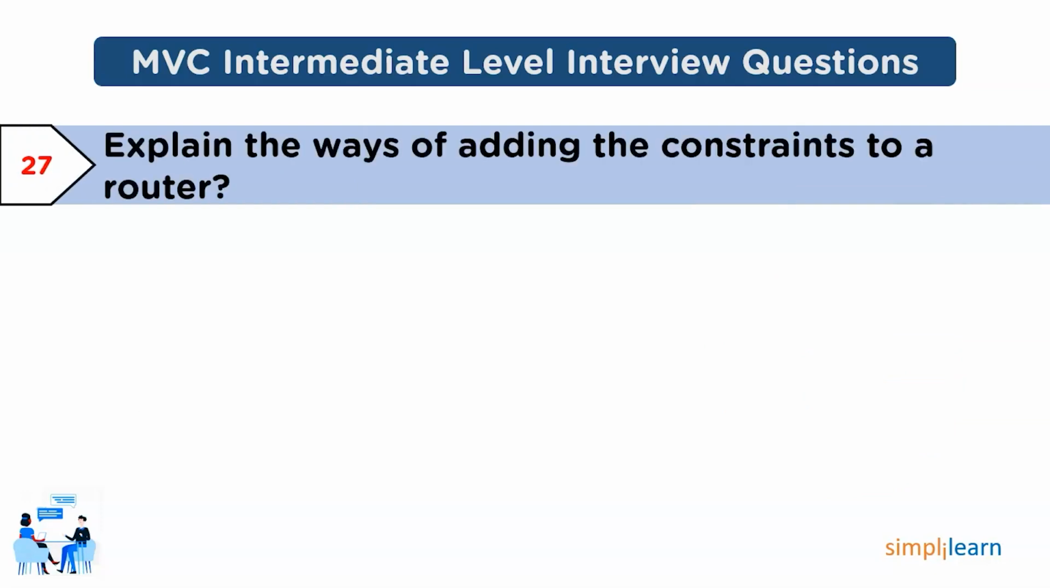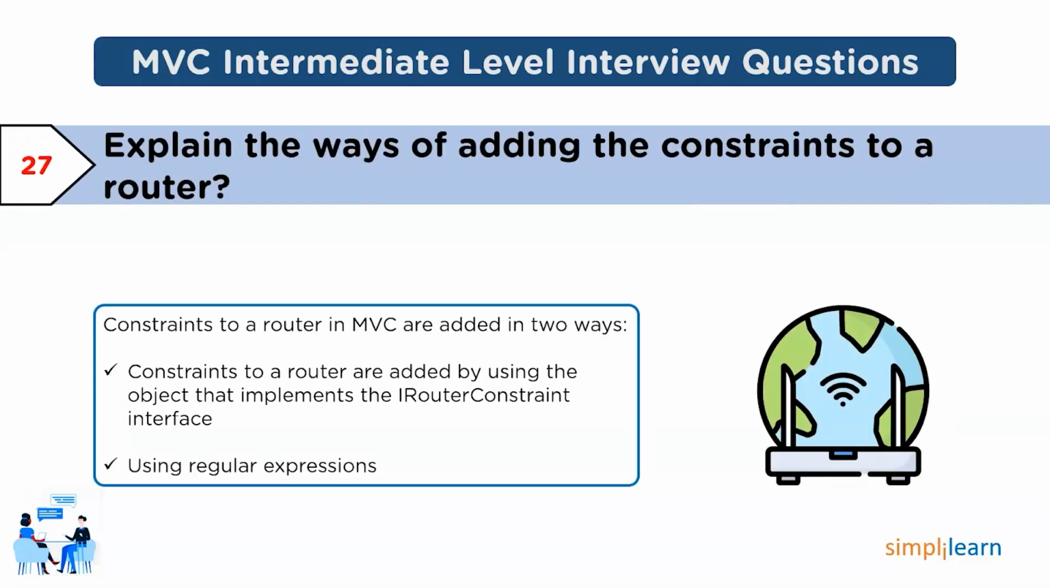Explain the ways of adding the constraints to a router. Constraints to a router in MVC are added in 2 ways: using the object that implements the router constraint interface, or using the regular expressions.